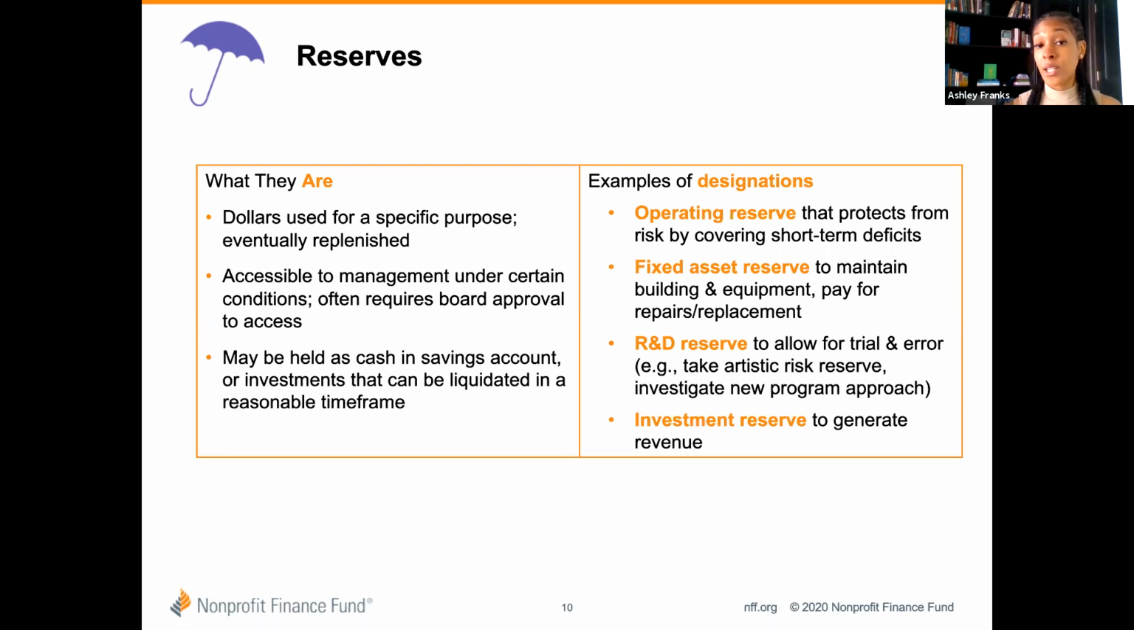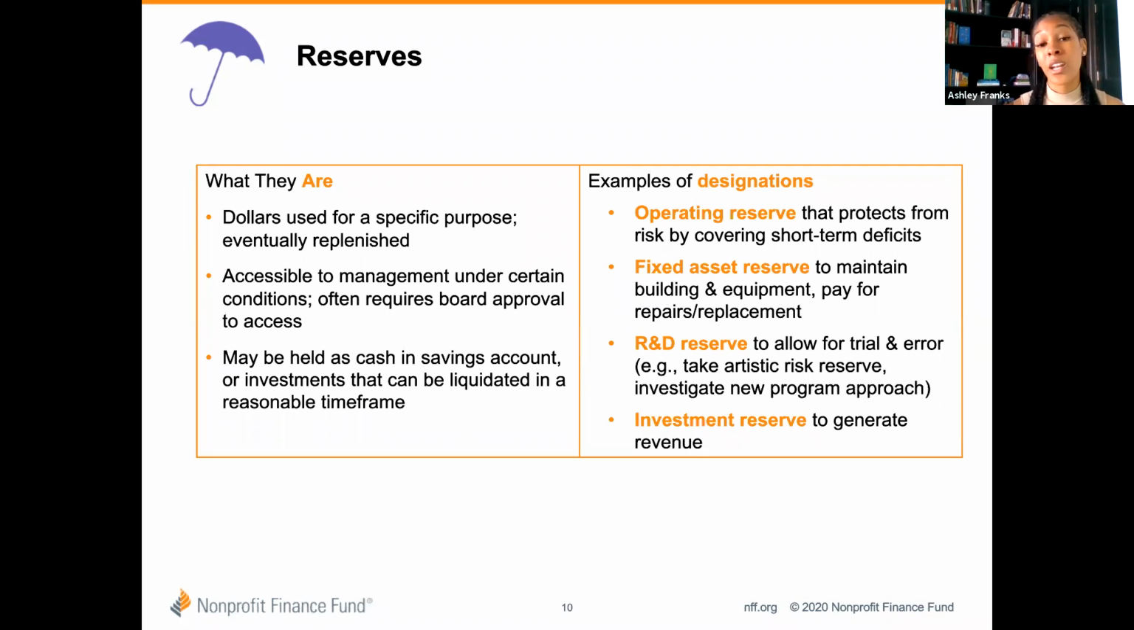Certainly, every type of organization doesn't need every type of reserve designation we just listed. Maybe, for sure operating reserves, definitely for sure operating reserves. But we do believe that all organizations need reserves in general. The purpose and size of those reserves will vary by organization. For example, a fixed asset reserve may not make sense for an organization that doesn't own property or equipment. And so it really just depends.